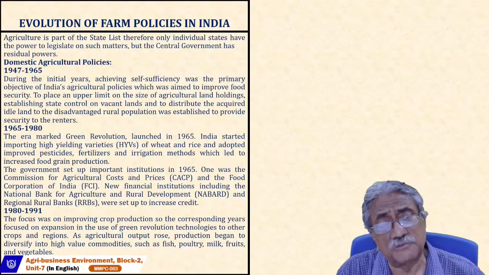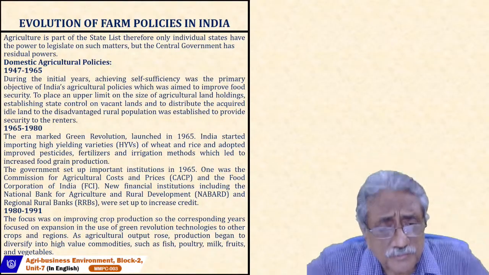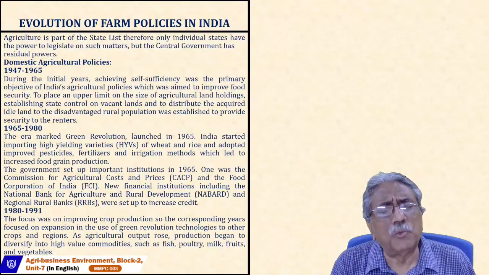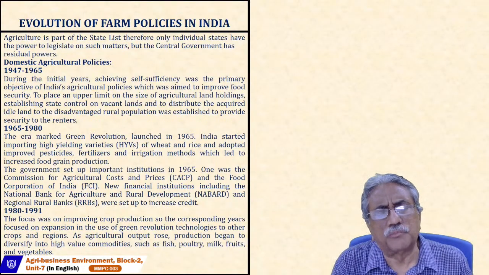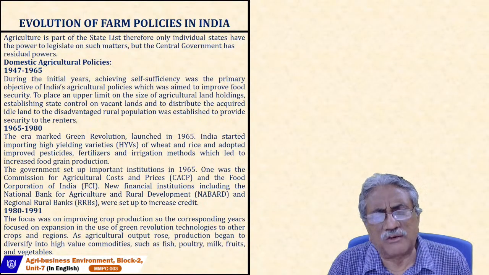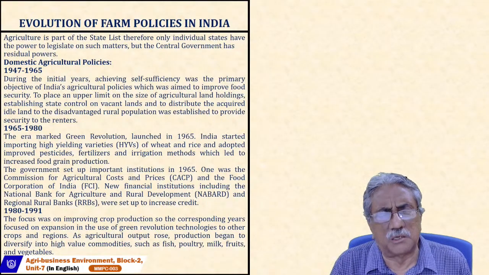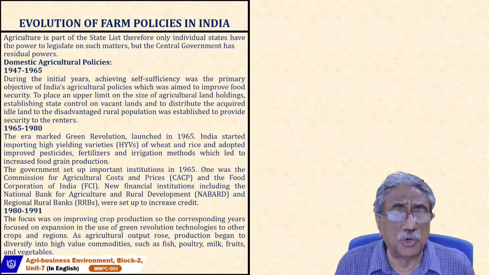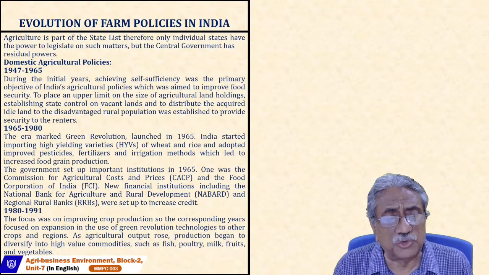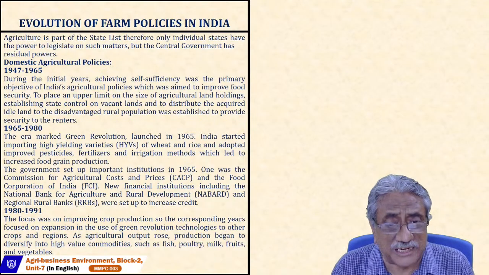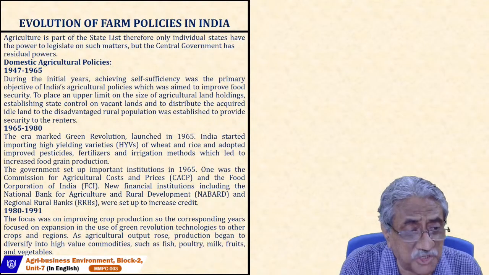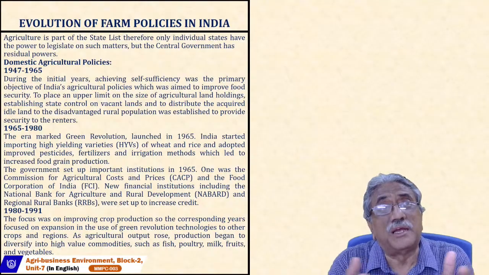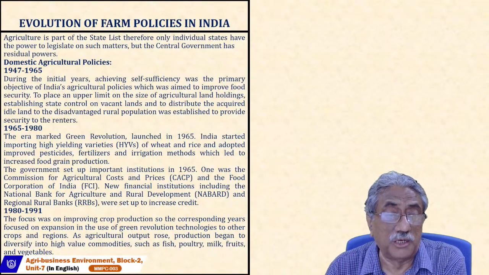This was the architecture till the 80s. 80 to 90, we continued with this growth. We got the result. It was centralized in certain locations. So now it has been spread all over India. So corresponding years, 80s to 91, expansion in the use of green revolution technologies, techniques, and to other crops and regions, whether we can increase the production or not.